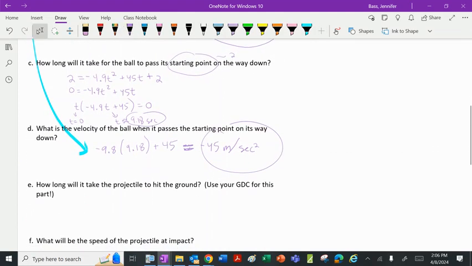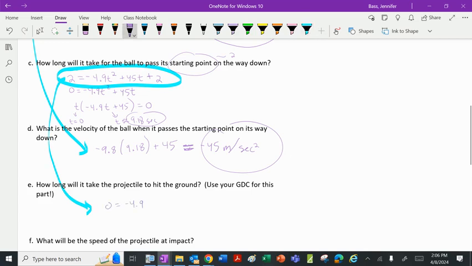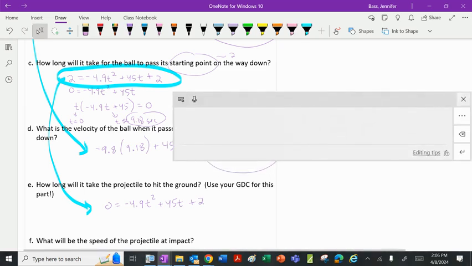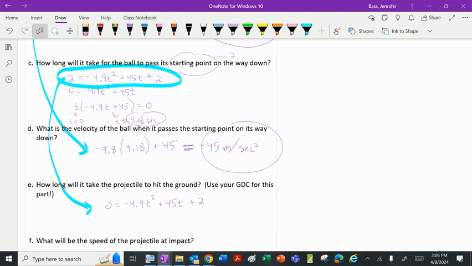How long will it take for the projectile to hit the ground? Now the ground is 0. So instead of setting our position equation equal to 2, like we did here, we're going to set it equal to 0. Because we don't want to know when it hits the starting point. We want to know when it goes 2 meters below the starting point. So 0 equals negative 4.9 t squared plus 45t plus 2. And for this one, just use your GDC. There's no reason to do the quadratic formula and figure out the actual answer. Just put it into your GDC.